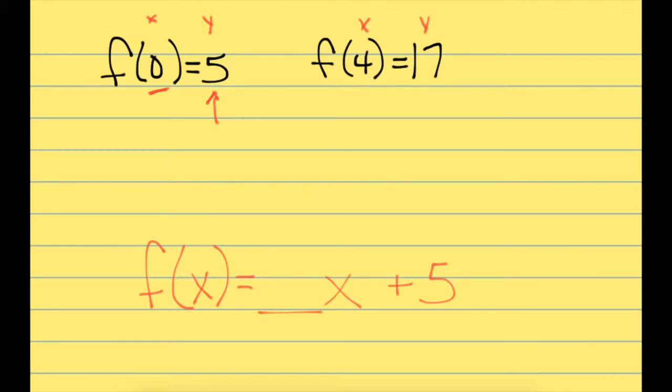So we're going to use the 2 points that these give us. It says that when x is 0, our output is 5. When x is 4, our output is 17. So what we do is we plug those into our slope equation.